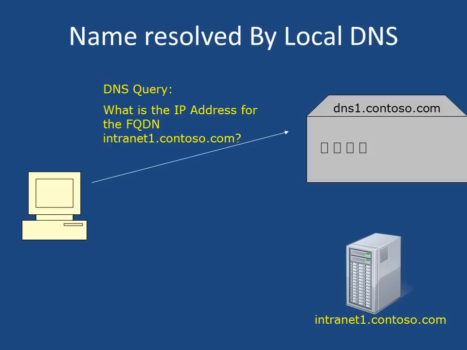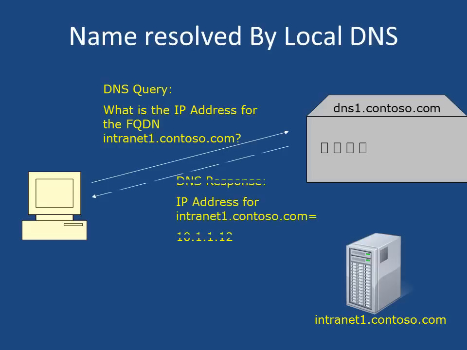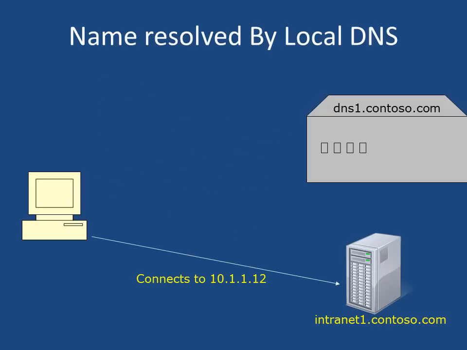And providing he's got the DNS server as shown there put as his DNS server on his IP configuration, then he'll get the DNS response, which is that the IP address for intranet1.contoso.com equals 10.1.1.12. He can then go ahead and connect to that because he has the IP address of the server, and he connects to it using that IP address.